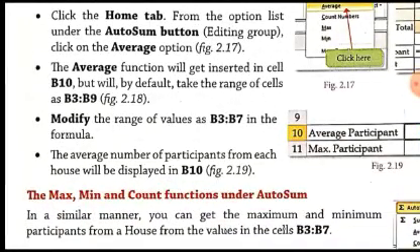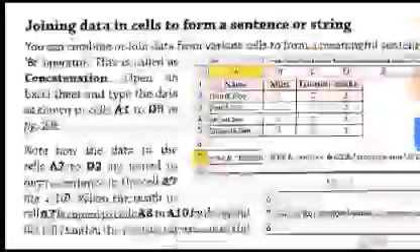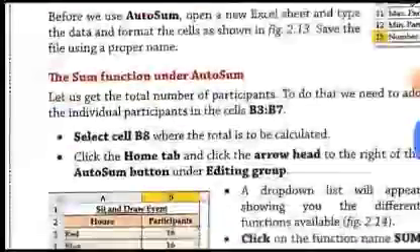Okay, then what will happen after we have modified that, we will just click on enter. Then the formula will perform the calculation, and the average number of participants from each house will be displayed in B10.